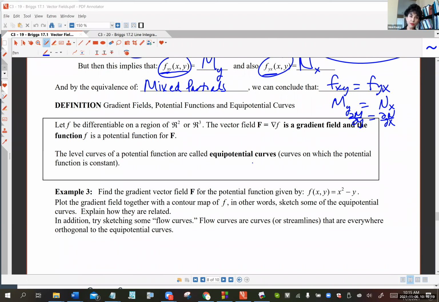Welcome to another wonderful day in Calculus 3. Let's do the rest of vector fields. Here we go. So, definition of gradient fields, potential functions, and equipotential curves.